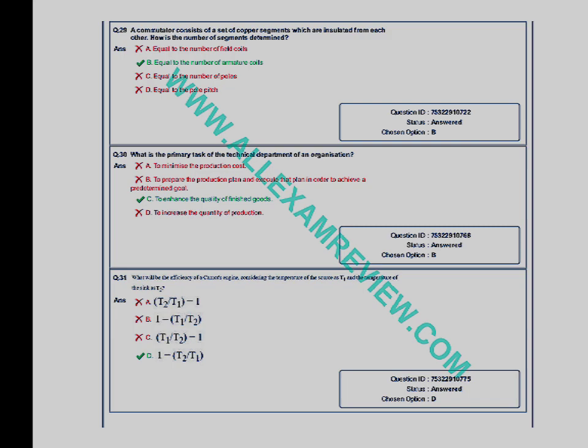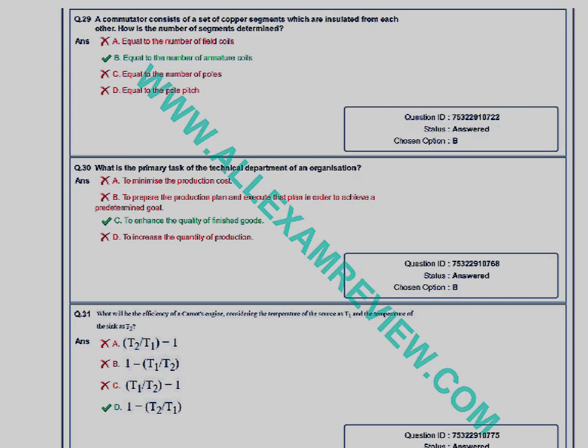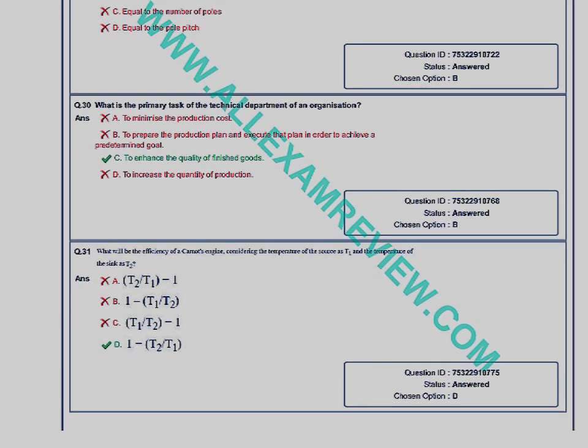Okay, one also. What is the efficiency of Carnot engines? Consider the temperature of the source T1 and the temperature of the sink T2. This question is asked every time. 1 minus T2 upon T1 is.